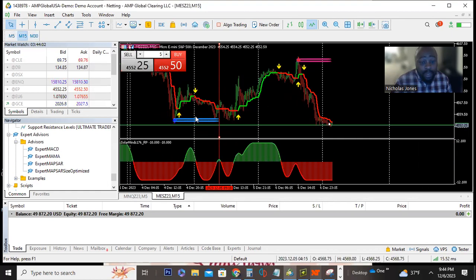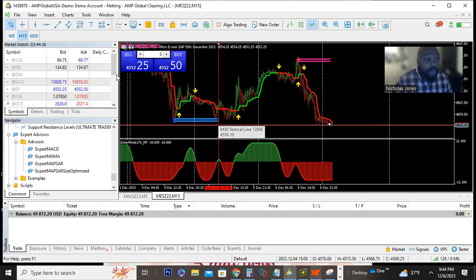We look at the 15. The 15 is on support. Boom, 15 is on support. So now we got confirmation that 2 time frames are on support, the 5 and the 15, they're on support, right?